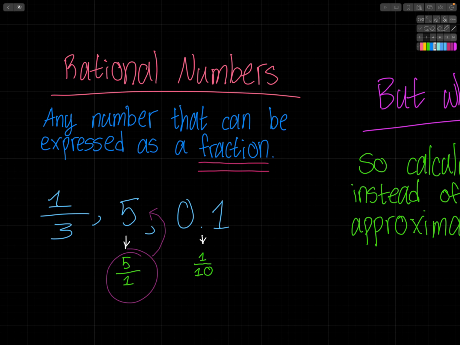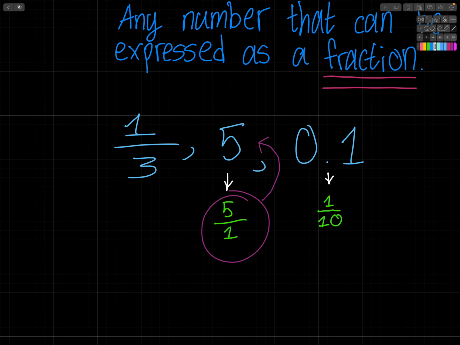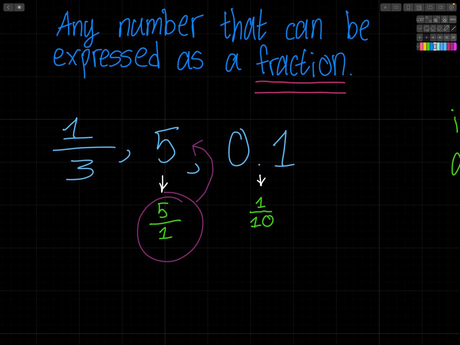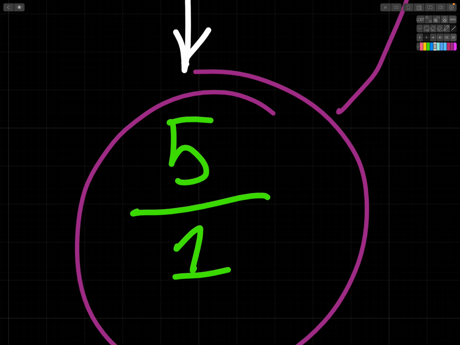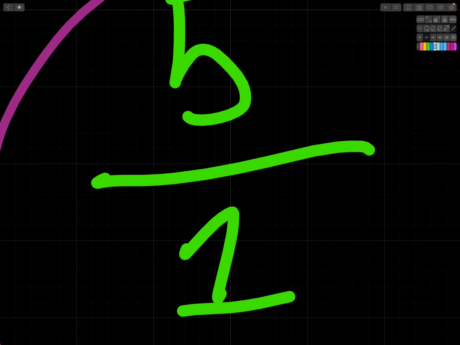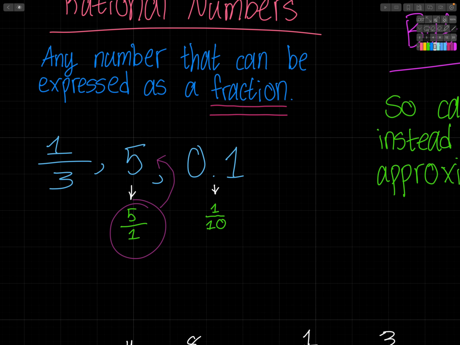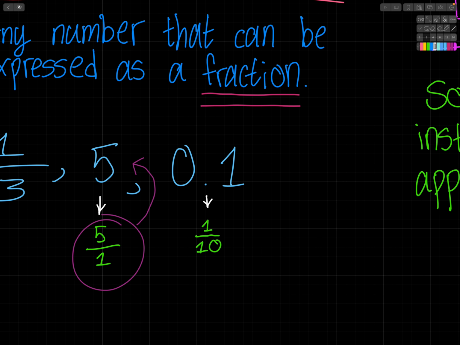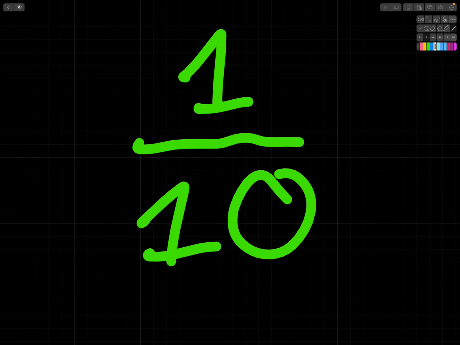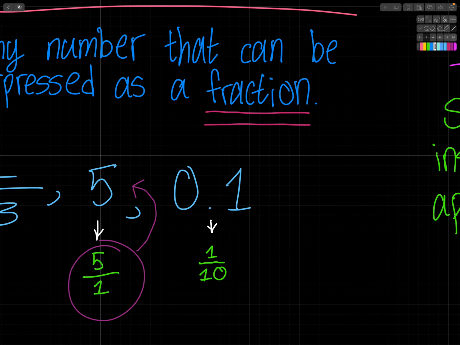Today we're going to be talking about rational numbers, also known as fractions. So what are rational numbers? They're any number that can be expressed as a fraction. So like 1 over 3, 5, which can be expressed as 5 over 1, which in this case, in fractions, this line means division. So then 5 divided by 1 is 5. Here, 0.1 can also be a rational number because 1 divided by 10 is 0.1.